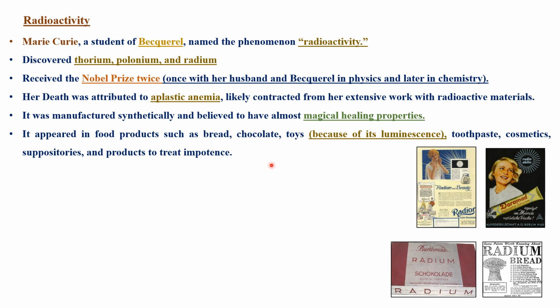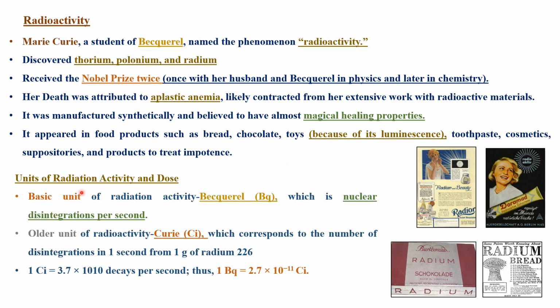Because till then people did not know the toxic effects of these radioactive materials. Only because of its luminescence property, they blindly started incorporating this material in almost all products. So let us first understand the units of radiation activity and dose.